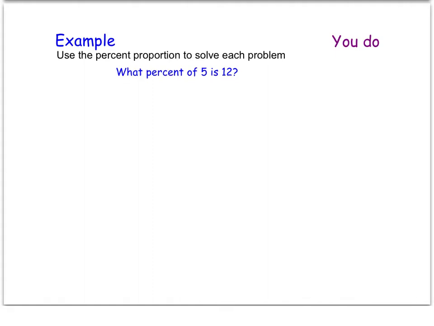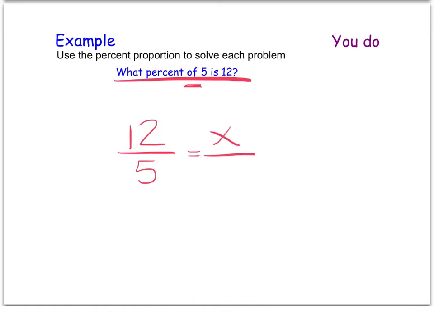Okay, so this says what percent of 5 is 12? So we're saying what percent of 5? Okay, so that of 5 is going to be the whole. And that 12 is going to be the part. It kind of sounds a little backwards because 12 is bigger than 5, but that's okay. And we're going to say the percent is, we don't know, over 100.